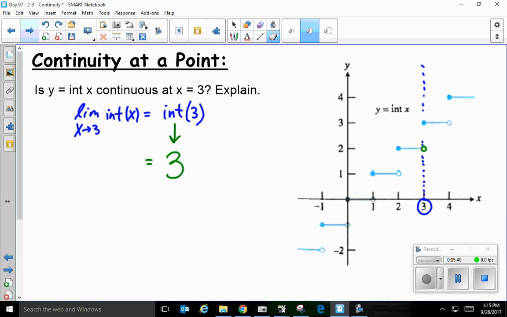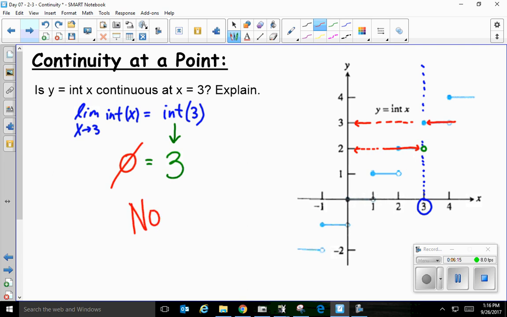All right. Now let's find the limit. As I approach 3, from the right and left side, it should approach the same number, shouldn't it? Does this? Oh, as I approach 3 from the right, okay, that is 3. But look what happens when I approach it from the left. That's at 2. So what happens if it approaches two different values from the left and the right? It does not exist. Are those equal? No. So is it continuous? No, it's not continuous. How come? Well, because the limit as x approaches 3 of int x does not equal whatever the int of 3 is. The limit doesn't equal what the actual value is.